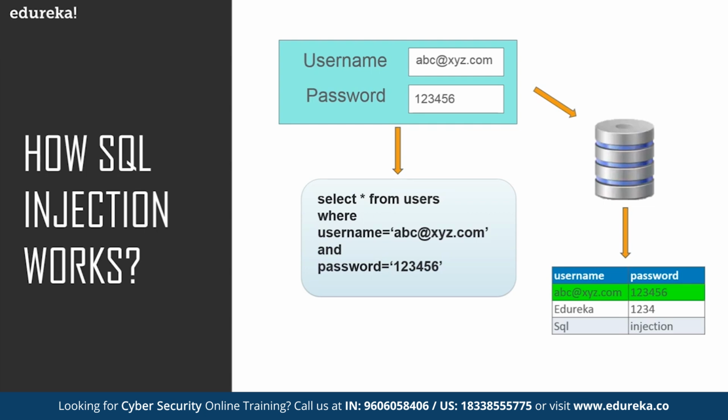So when this SQL query is generated, if there is a user with the username abc@xyz.com and the password to that username is 123456, then that particular row is returned. And if there is no user with this particular username and password, then no rows or values are returned. So basically, if this SQL query returns some value or a true value, then the login is successful. And if this SQL query returns a false value, then the login is unsuccessful. So this is how it actually works.